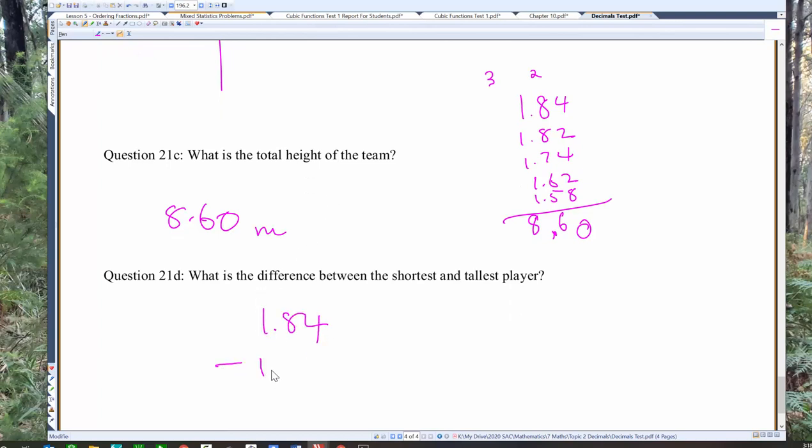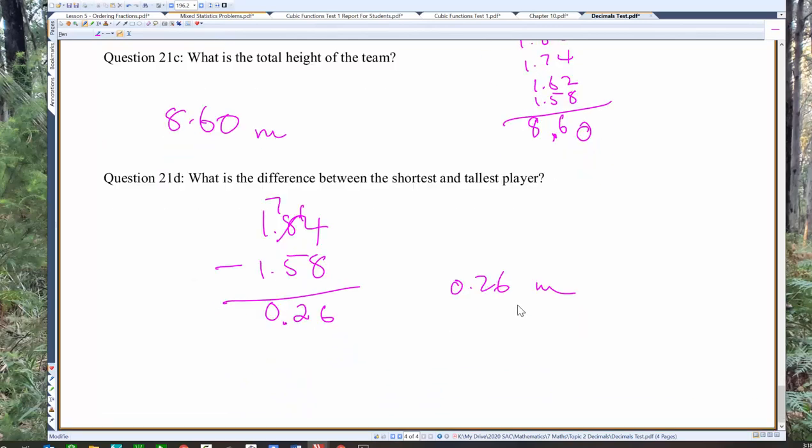What's the difference between the tallest and the shortest player? 1.84 remove 1.58. 7, 1, 6, 2, 0.26 meters. Done.